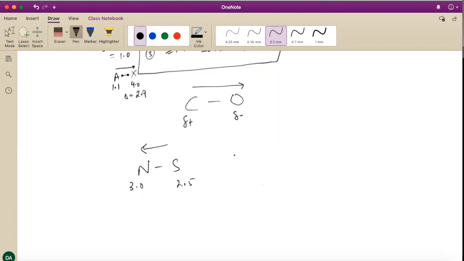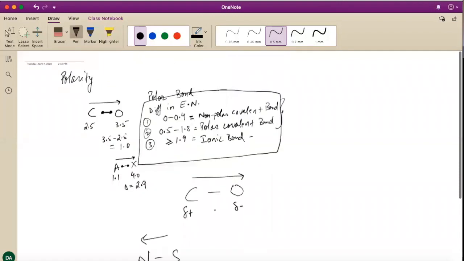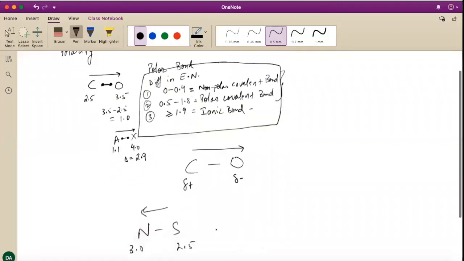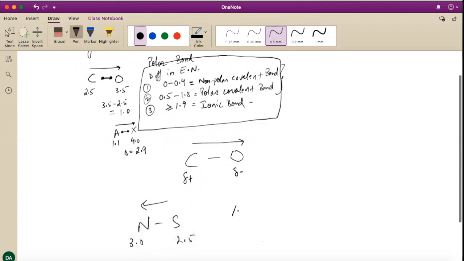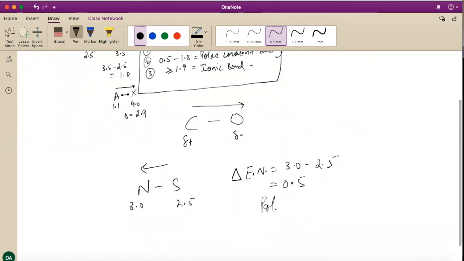Now, will you call this bond polar or non-polar? Polar. It's going to be polar. Why is it polar? Because when you found the difference, guys, for difference, we use this triangle symbol, which is the symbol for D in Greek, like delta. So difference in electronegativity is 3 minus 2.5, which is 0.5. And 0.5 falls under the second category, which is the polar covalent. So you're going to call that this bond is polar covalent bond.